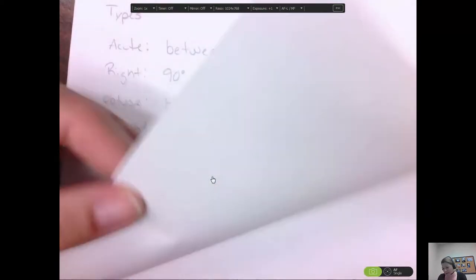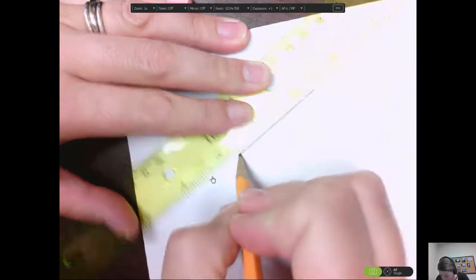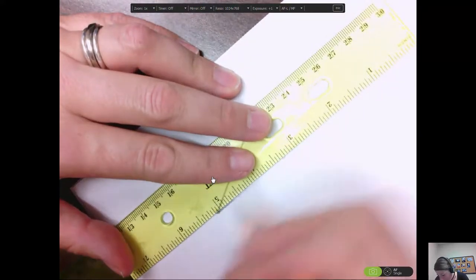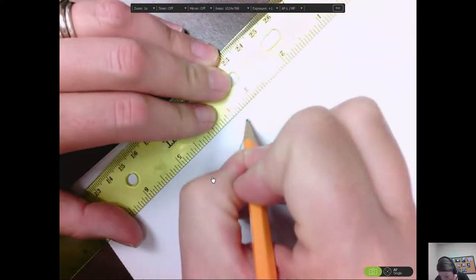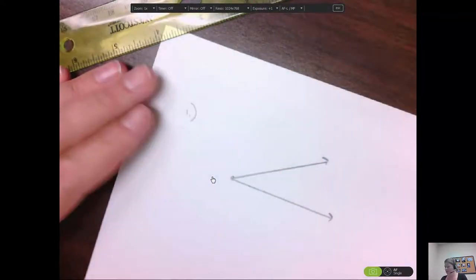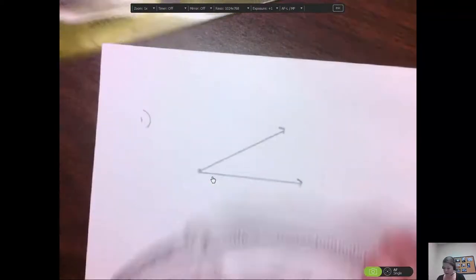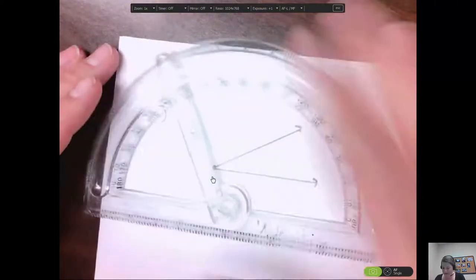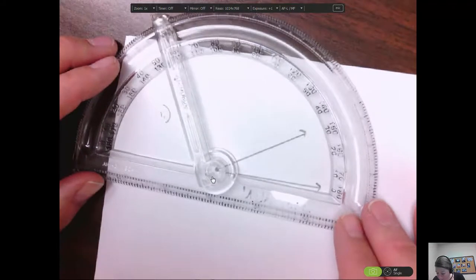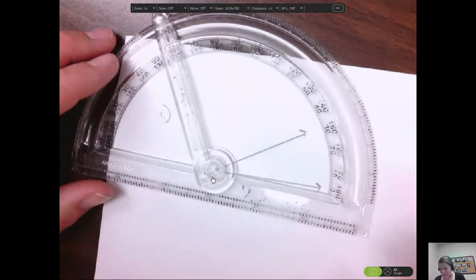All right, so let's see, what if I just have this angle that I'm going to draw? I have no idea what the degrees of this angle will be. This is my first example, and I want to measure it. So you take out your protractor, and this protractor is really old and all the numbers are wearing off, so hopefully you have a new one. This one has a weird little line on it.